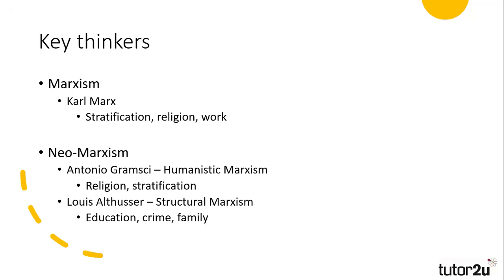Many might see neo-Marxism as a separate perspective to Marxism, but essentially neo-Marxism is a more contemporary update on Marxist ideas, maintaining the focus on inequality between the social classes, but utilising the work of other theorists rather than adhering solely to the ideas of Marx. There are two key theorists we're going to look at in this video alongside Marx, and they are Antonio Gramsci, who is present in beliefs and stratification and put forward a version of humanistic Marxism, and Louis Althusser, who we've come across in education and crime and to a lesser extent in family life, and his concepts of structural Marxism.